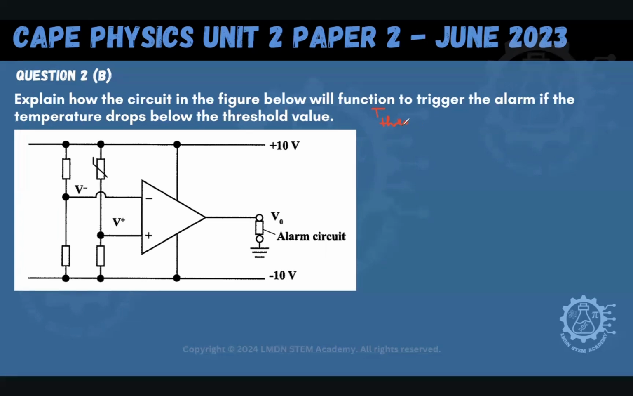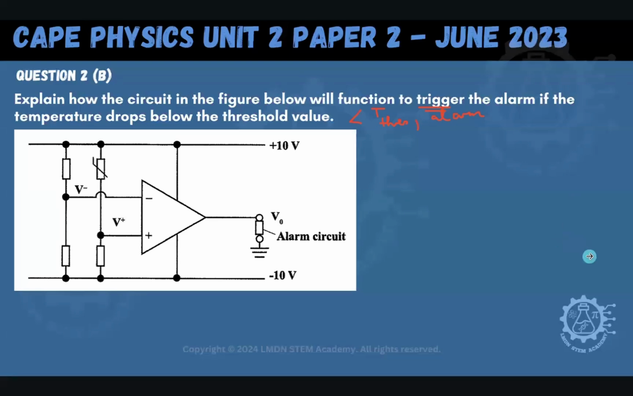All right, so we have to explain how the circuit will function to trigger an alarm if we go below that. How is this going to function in that way? It's a comparator circuit. So much of our discussion earlier about how a comparator works is going to carry over. By the way, this question 2B is worth 8 marks, so you have to hit a bunch of points, and we're going to hit them all right here.